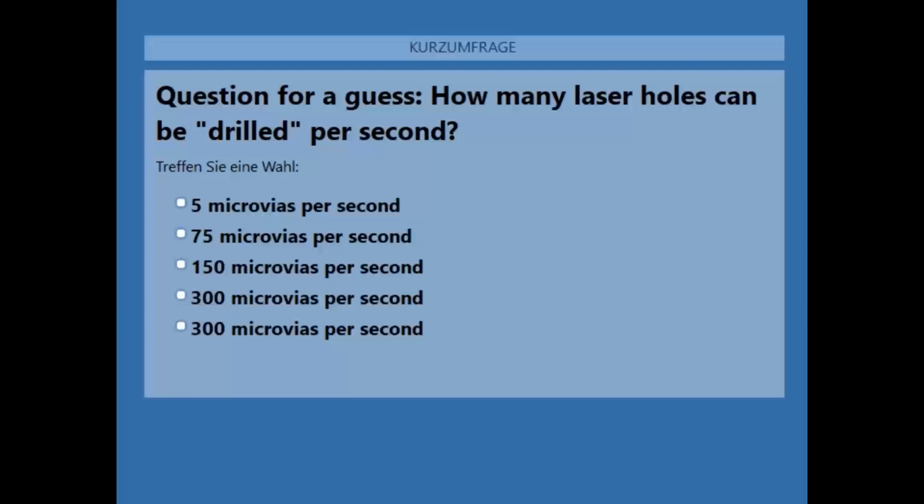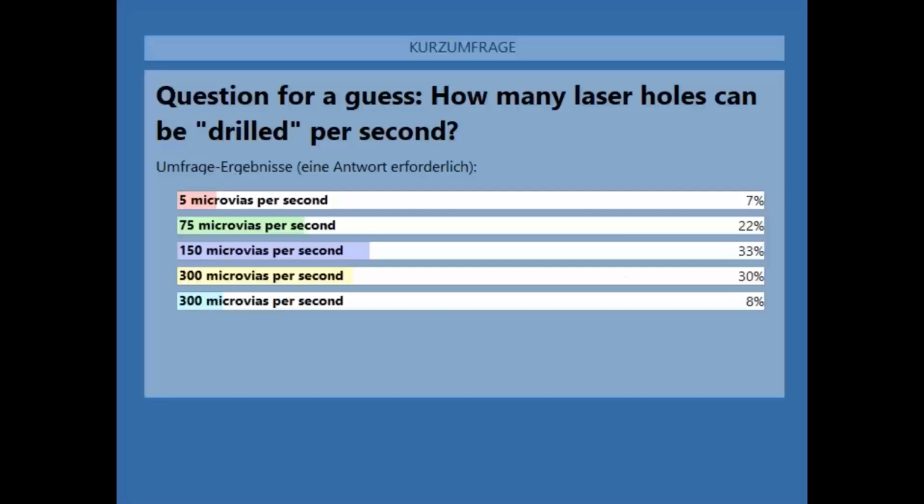So the answers should be placed in a special window, which is blue. So I see also one answer in the question field. So that's not how it is planned. Okay, so let's close the poll and show the results.